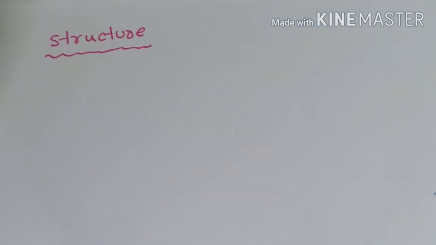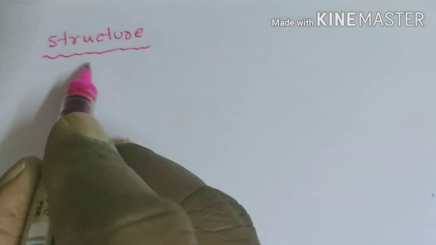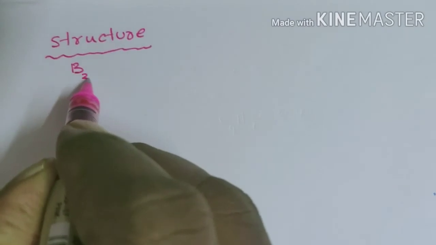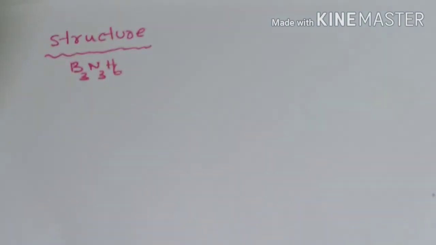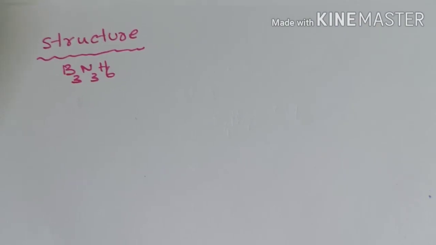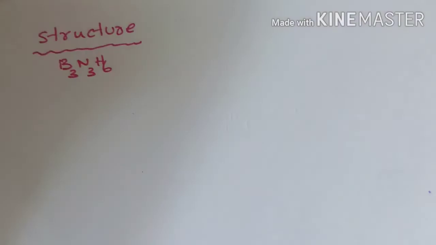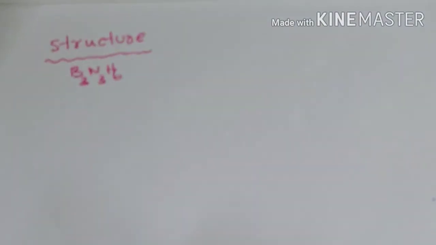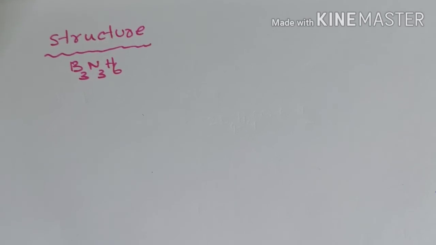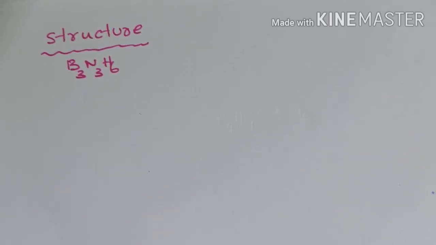In borazole or borazine the formula is B3N3H6. Here we have two types of central atom and only one type of side atom. Here the central atoms are boron and nitrogen. So we go for the electronic configuration of boron and nitrogen.